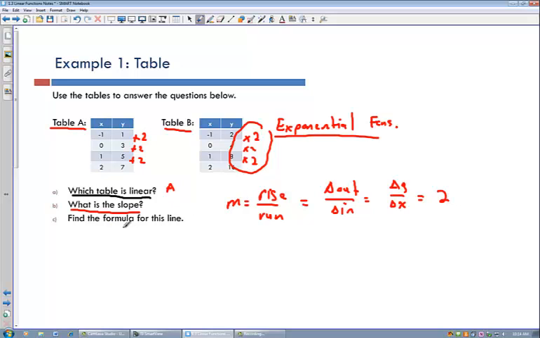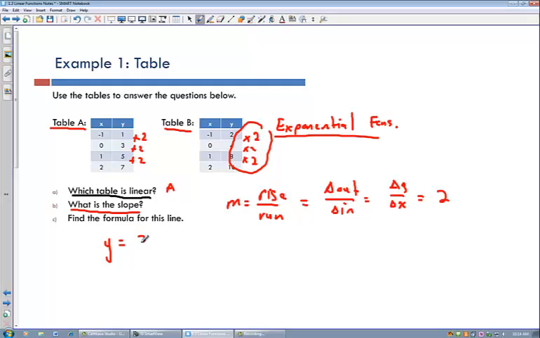Find a formula for this line. So without knowing anything about linear functions, you should be able to think about this and say, how can I write down a formula? I want to write down y equals what? Well, I know if I plug in 0, I get out 3. And if I plug in 1, I should get out 5, which is 2 more. If I plug in 2, I get out 2 more after that. So how can you write this down?